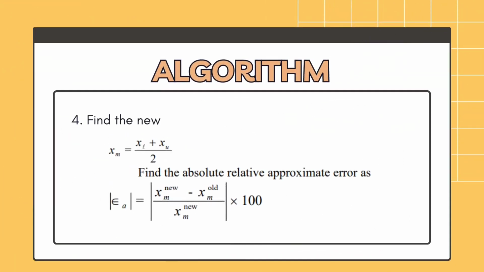For step 4, find the estimate of the root by solving the average of XL and XU, followed by computing the absolute relative approximate error by getting the absolute value of the difference of the estimated root from the present iteration and the estimated root from the previous iteration, divided by the estimated root from the present iteration, and then multiplied by 100.